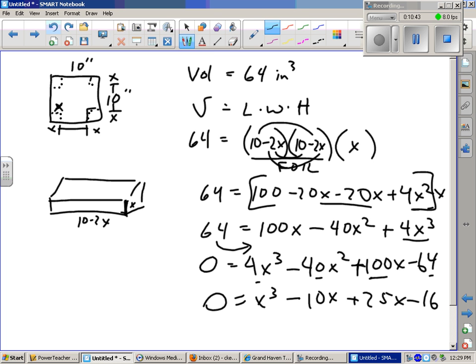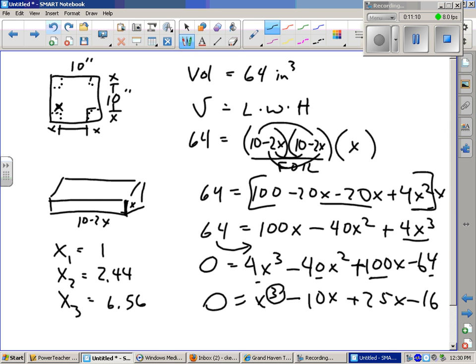All right, so this is where you're going to put it on the graphing calculator, and then you're going to come up with some answers. Because it's to the third power, there'll be 3 answers. And this is the way the graphing calculator will show them. It will show 1, 2.44, and 6.56.